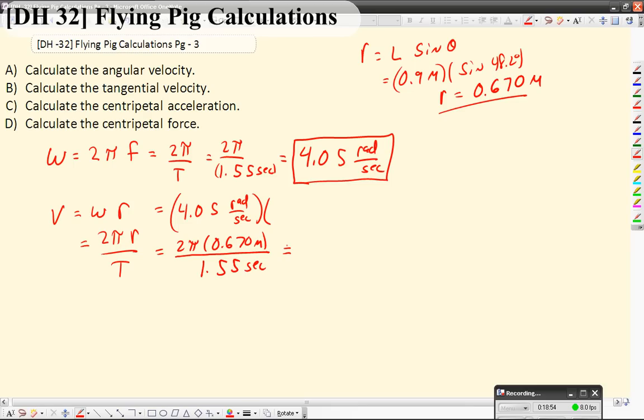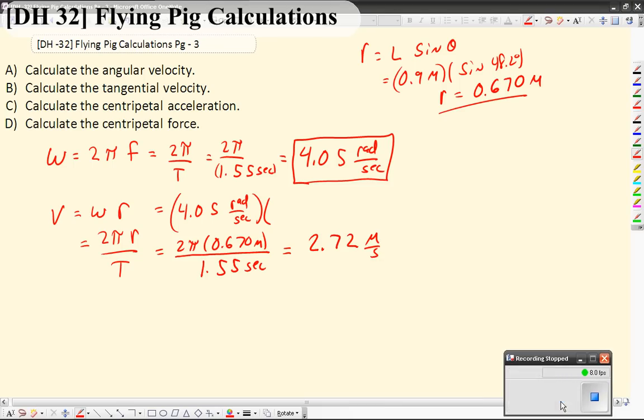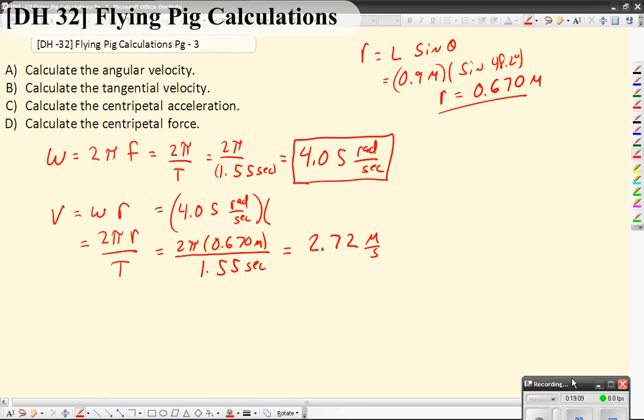When I plug that in, I am getting a tangential velocity of 2.72 meters per second, which is pretty close to, sorry about that. I think I was saying that this is about 6 miles an hour for those of you interested in being flying pigs.